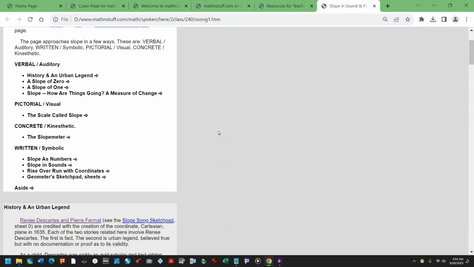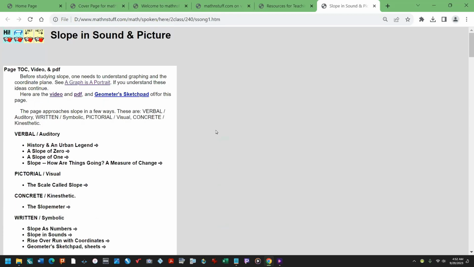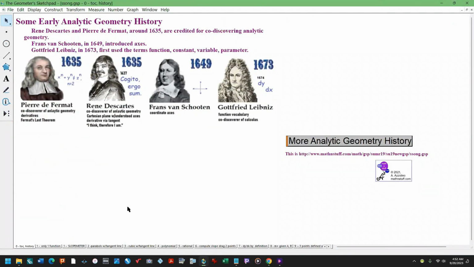So where do I find a video? I go to the video, or I go to the PDF, or what we're going to do now is go to Sketchpad. None of this is mentioned in the talk. The talk is only 45 minutes. Here we have it expanded.